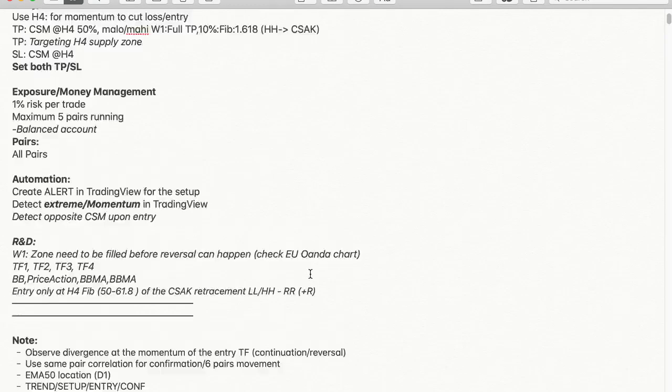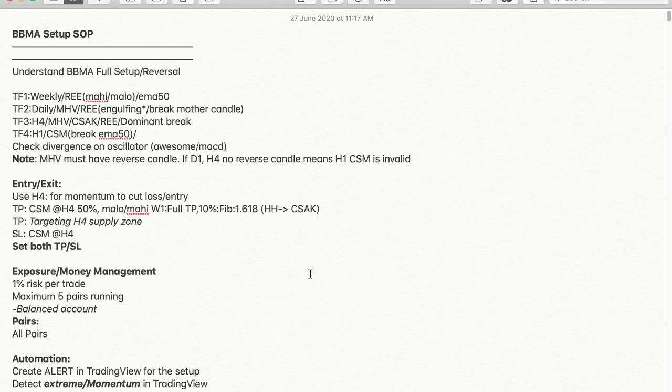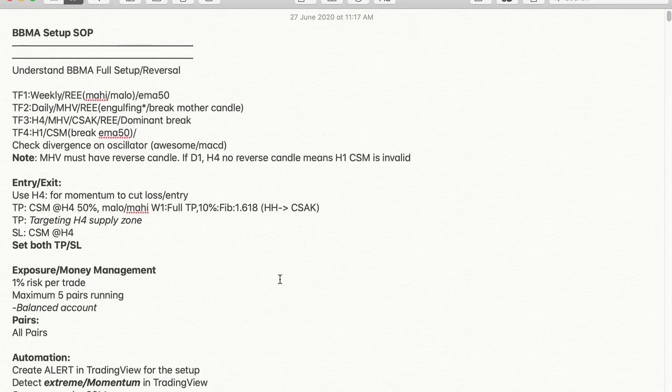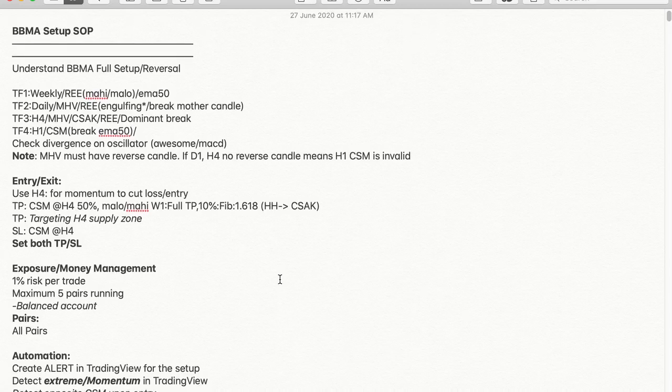As usual, we will review our BBMA setup SOP, trading with 4 time frames: weekly, daily, H4 and H1. Our entry is on H4. We only risk 1% of our account per trade, and we allow 5 pairs of trade running at the same time. We use automation for our entry and exit. Using TradingView, we can detect the BBMA setup SOP.